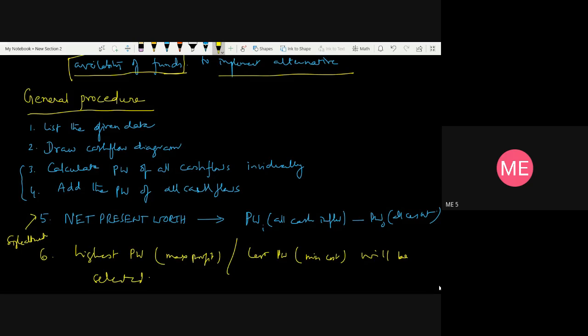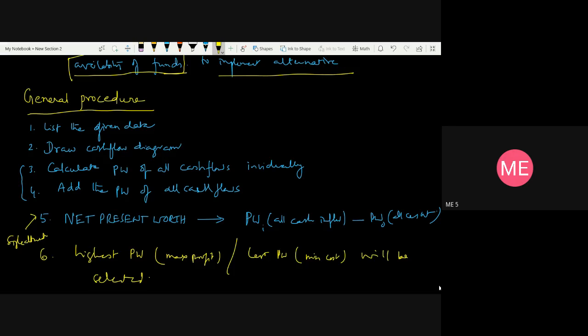So these are the different steps which you are going to use, and also we know that the present worth can be calculated using the formulas, or you can use the interest tables also. So anything can be used. So that is how we can calculate the net present worth. It is for a single alternative, where we look at which is the best alternative.